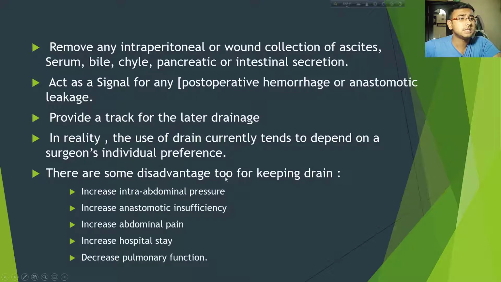Okay, so there are some disadvantages too of keeping a drain for a long time. What are these? Increased intra-abdominal pressure, increased anastomotic insufficiency, increased abdominal pain and hospital stay, and decreased pulmonary function. There may be foreign body sensations, and respiration will be impaired or painful, so pulmonary function will be decreased. Anastomotic insufficiency occurs because sometimes the tip of the drain will injure the anastomotic site. That will be disastrous if that is a large gut anastomosis.